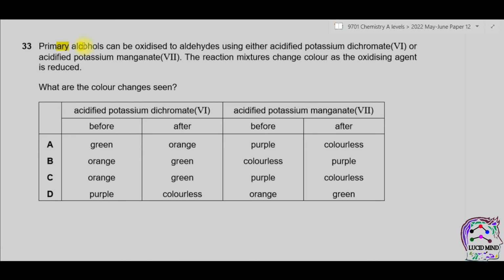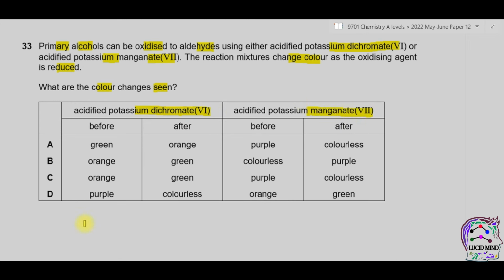Question 33. Primary alcohols can be oxidized to aldehydes using either acidified potassium dichromate(VI) or acidified potassium manganate(VII). Both are oxidizing agents. The reaction mixture changes color as the oxidizing agent is reduced. What are the color changes that are seen? You have to find out the color changes in potassium dichromate(VI) and potassium manganate(VII).